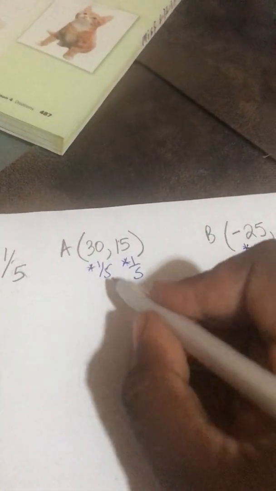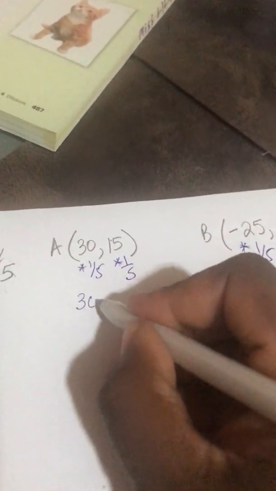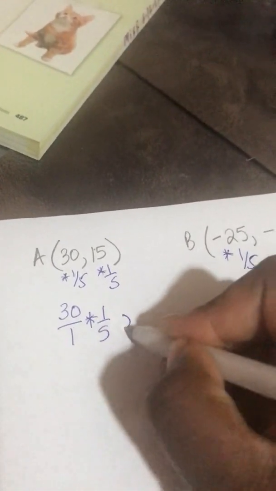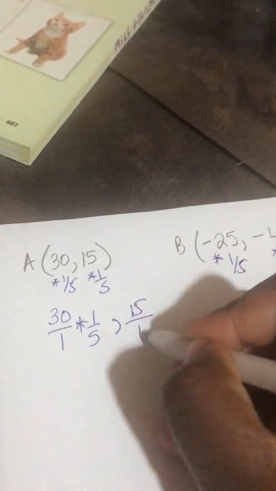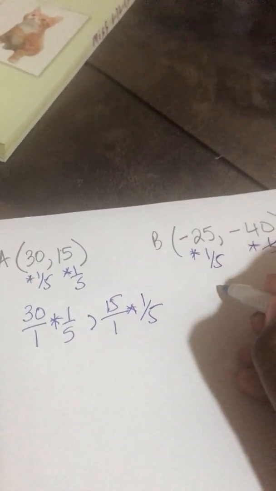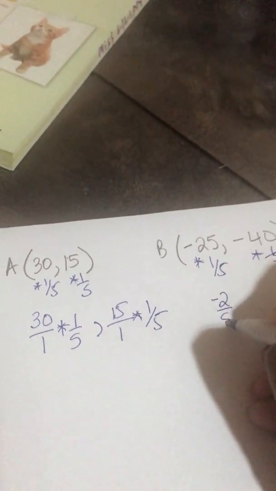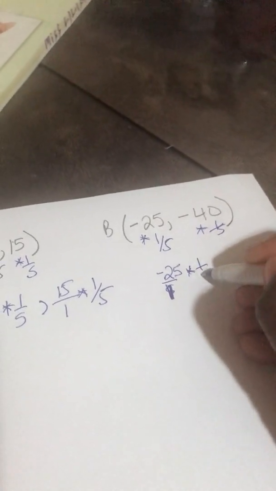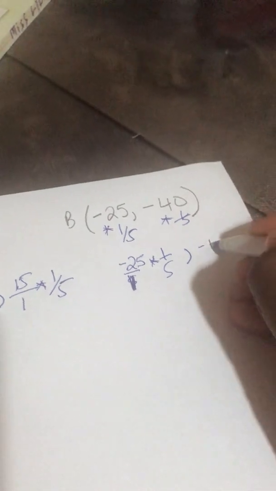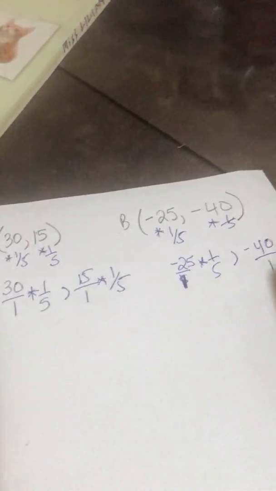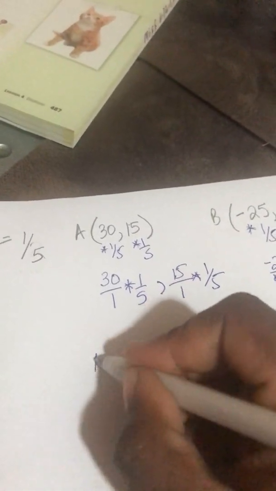Okay? So this will be 30 over 1 times 1 over 5, comma, 15 over 1 times 1 over 5. Here you will have negative 25 over 1 times 1 over 5, comma, negative 40 over 1 times 1 over 5. Okay? So then you will say A prime.